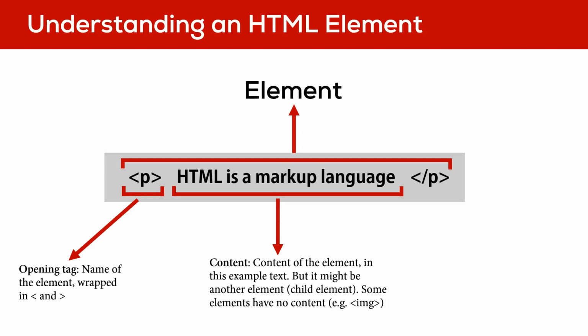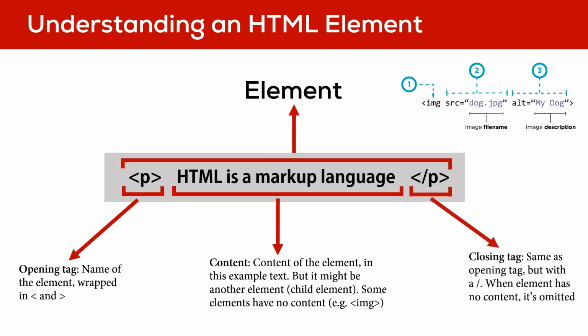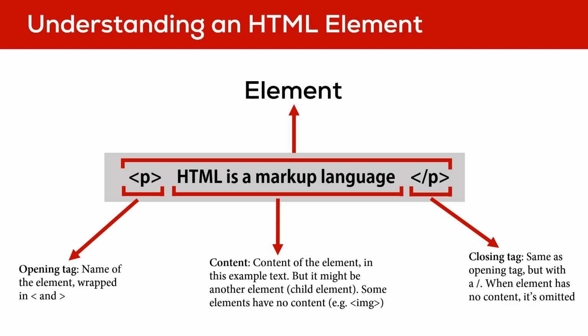But sometimes the element has no content, like in the case of images and other elements, as you are going to see. Then the last part is the closing tag. Same as the opening tag, but with a slash. When an element has no content, like in the case of the image, the closing tag is omitted. So with that, you know what is an element, and this is the breakdown of the element.